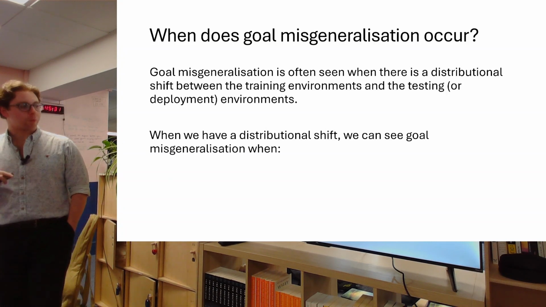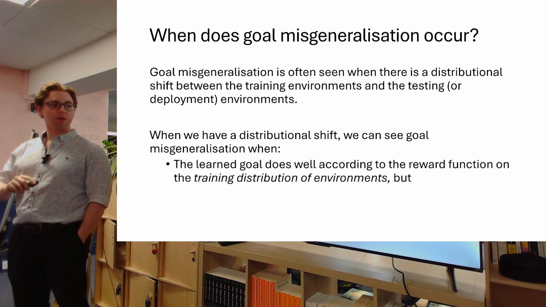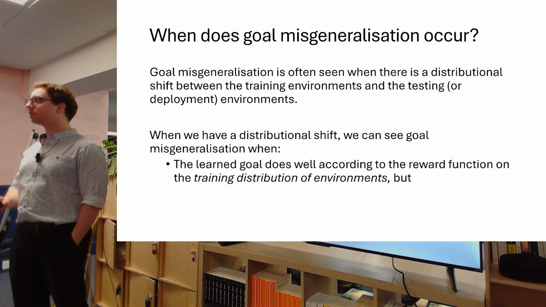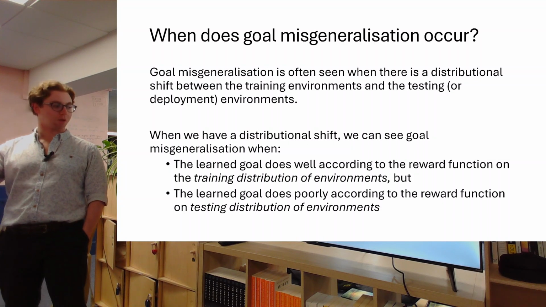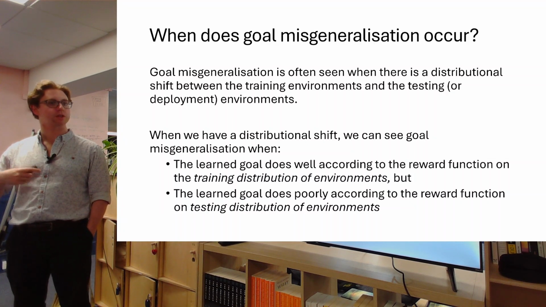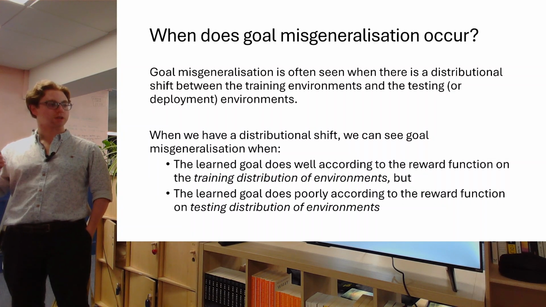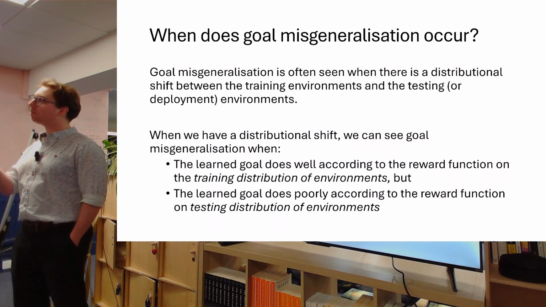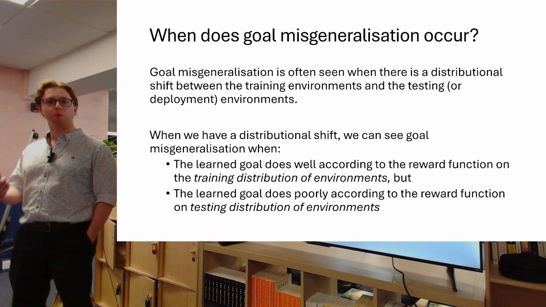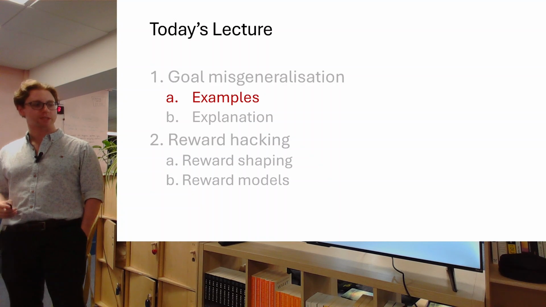And we get goal misgeneralization when we have a distributional shift if the learned goal does well according to the reward function in the training environments, but not in the deployment environments. So we specifically care about it when our reinforcement learning agent has learned a goal, has learned to pursue a certain objective, and that objective does well according to the reward in training, but poorly according to the reward in deployment, right? So we'll go through some examples so you can see what I mean by this and how this can happen. So yeah, let's just go through a few examples of this kind of situation.